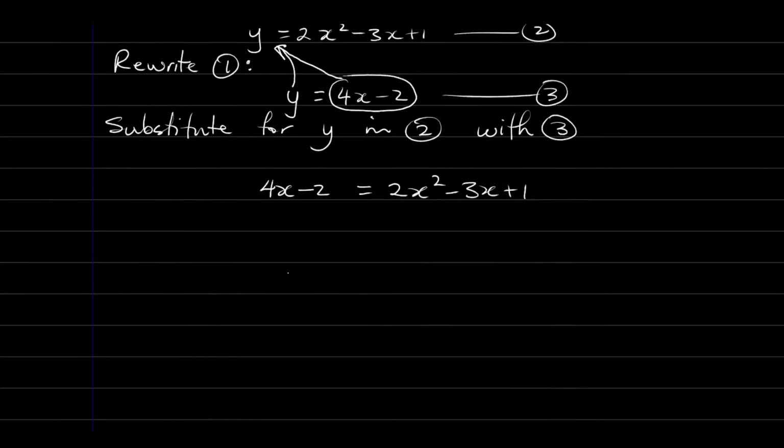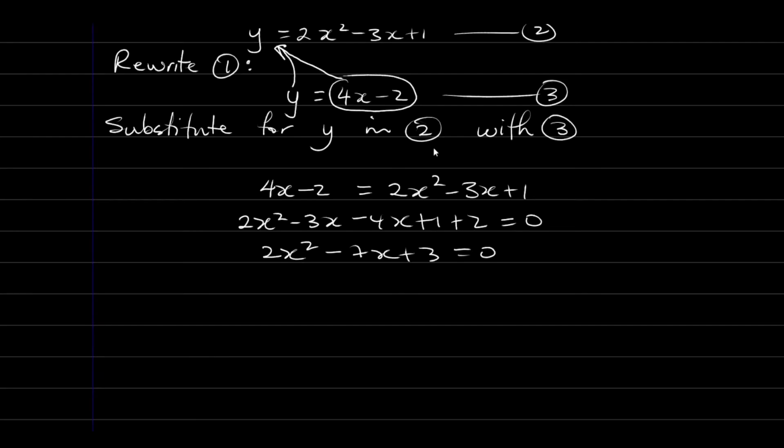And we're going to simplify that. I'm going to put everything on one side. I'm going to have 2x squared minus 3x minus 4x plus 1 plus 2 equals 0. I'm going to simplify again. 2x squared minus 7x plus 3 equal to 0. Right, and that's the quadratic that I have to solve.